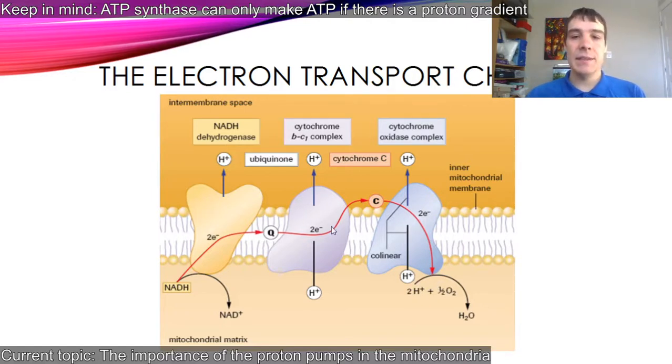These pumps sit across the membrane, and they pump hydrogen. This is why they're called proton pumps. So if you look down here, this section is called the importance of the proton pumps. So let's jump right into why these proton pumps are important, and I'm going to move over to the document camera view.